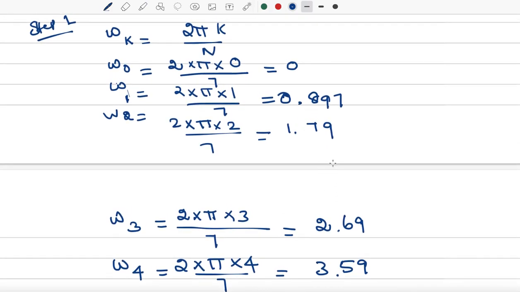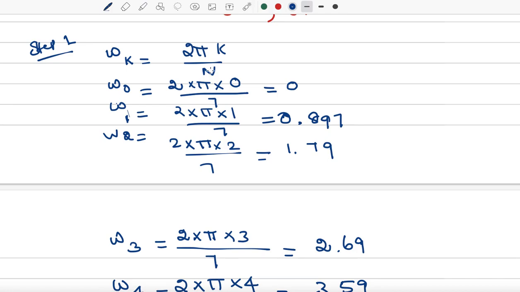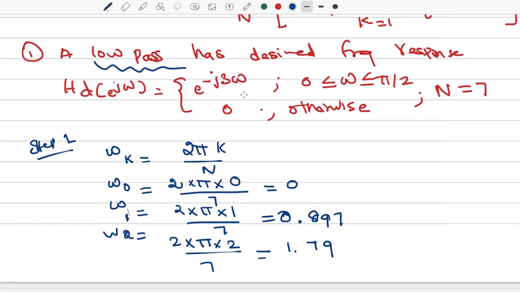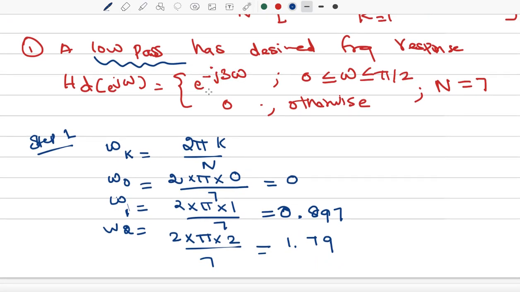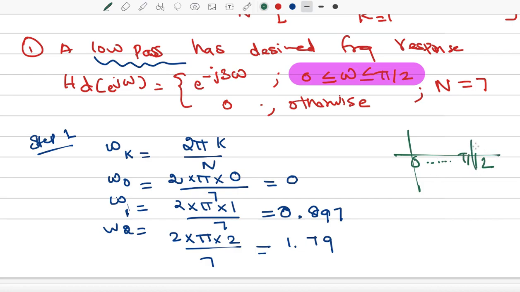These are all the samples we got from this equation, omega k equal to 2 pi k by N. In the given desired frequency response, what's the limit given? The limit given here is 0 to pi by 2. Since we are going to design a low pass filter, it filters the frequencies, passing those lower than this pi by 2.